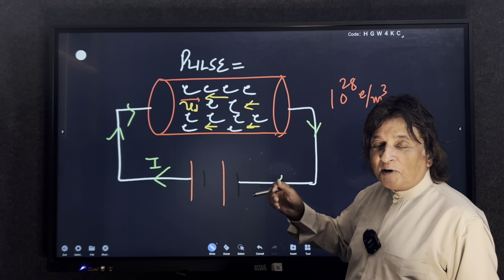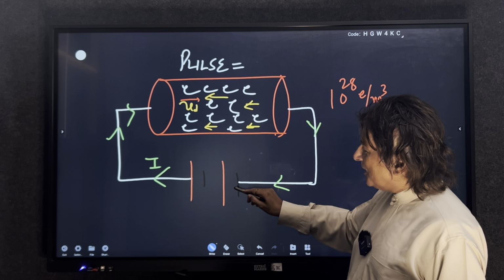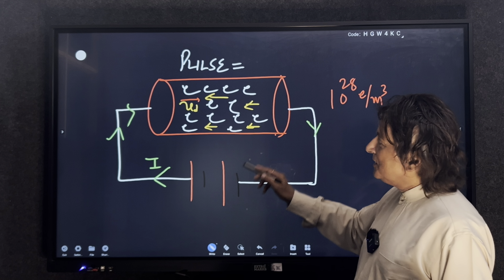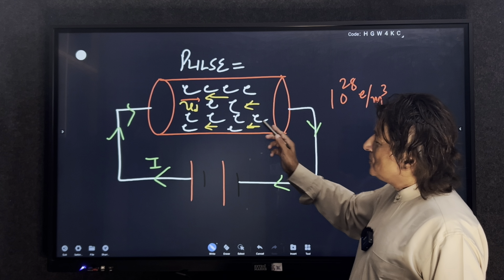They are moving randomly. But when we apply an electric field by means of a battery, they keep on colliding with each other, but they get a direction. Electrons start drifting from negative to positive. The 10 raised to power 28 free electrons are so crowded, the pulse is given to 1.14 meter, or you can say 1 foot few inches, like this in an hour.